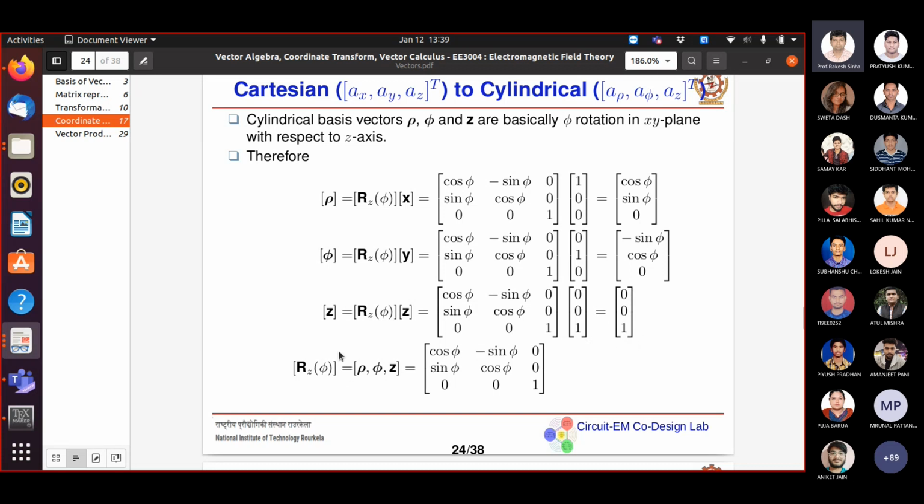Finally, we can write that this rotation matrix is nothing but the rho component, phi component, and z component. Please note that this rho component is the unit vector in the rho direction, this phi component is the unit vector in the phi direction, and the z component is the unit vector in the z direction. So these are the unit vectors in three different directions. We don't need them right now, but later on we will need these unit vectors.